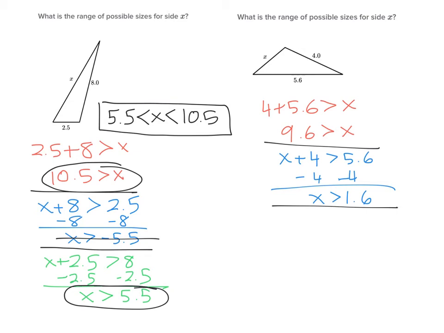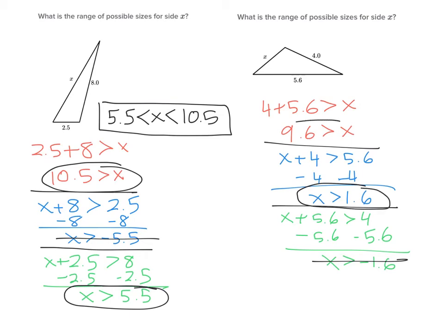And my third inequality, I know that x plus 5.6 is greater than 4. Now this is going to give me a negative number again. X is greater than negative 1.6. That's pretty obvious. We're dealing with a geometric situation here. We can't have a negative side length. So I don't really need that information. But I do need these two pieces of information.